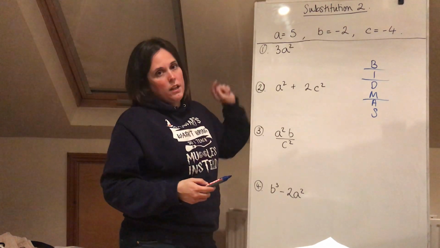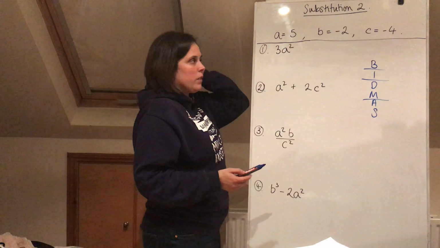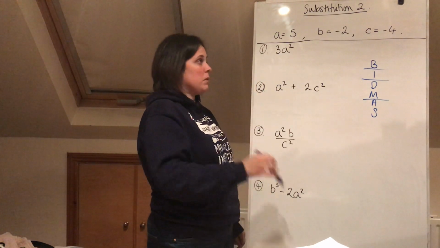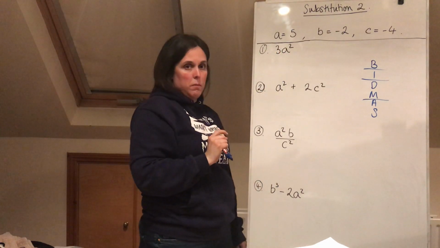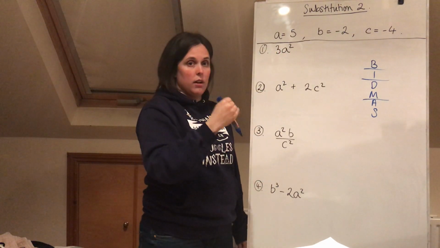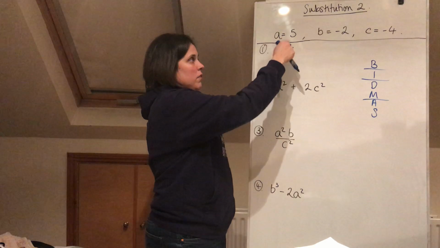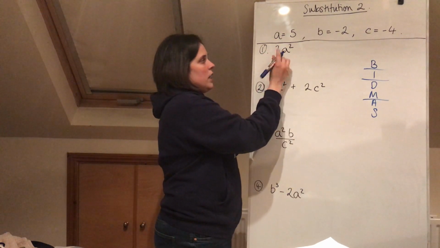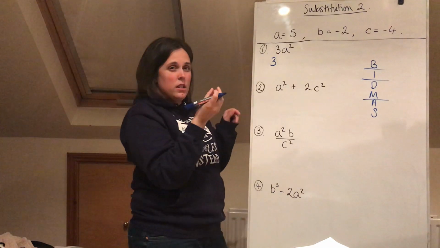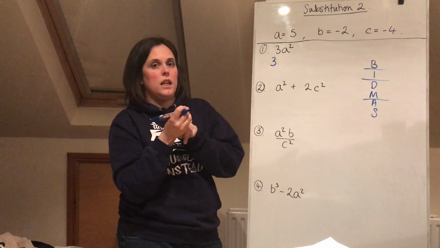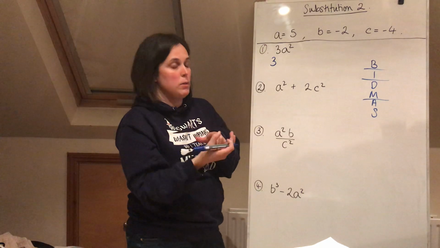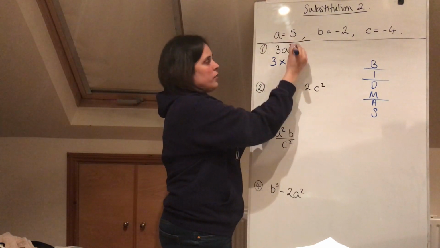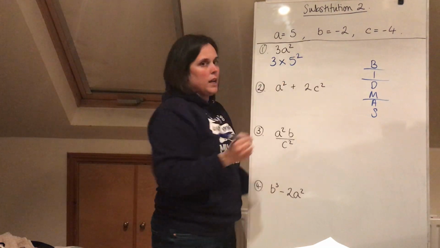So the first one we've got here is 3a squared. Okay, so same as in the previous video, the first thing you must do, write out the expression you've been given, and then underneath it, write it out again with the value that you've been given. Okay, so in this case it's 3. Now remember, 3a squared, if there's nothing in between the 3 and the a, then the calculation we're doing is a multiplication. So we write 3 times, now the a is a 5, and we do 5 squared.